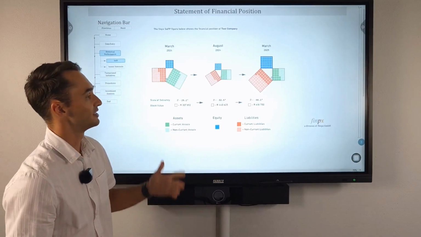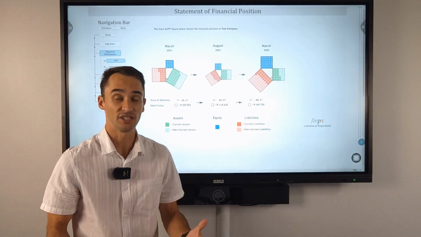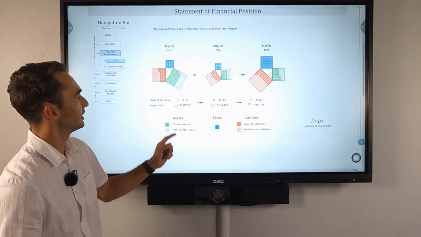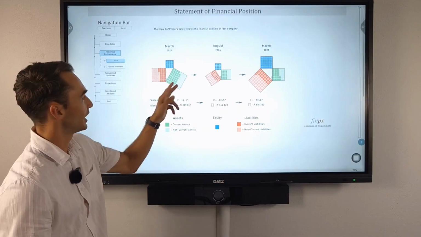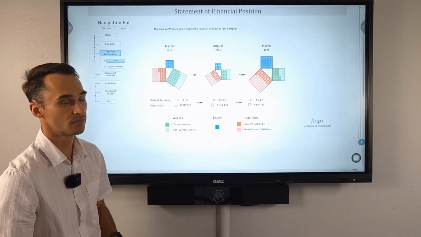Seen here is the finpx SOFP, a visualization of the balance sheet using the Pythagorean formula. Here, an intuitive angle forms between assets and liabilities that we call the state of solvency.